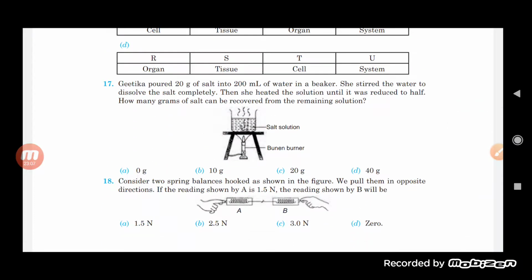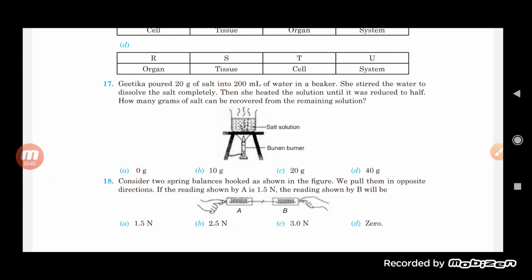Now Gitika poured 20 gram of salt into 200 ml of water in a beaker. She stirred the water to dissolve the salt completely. Then she heated the solution until it was reduced to half. How many grams of salt can be recovered from the remaining solution? So she stirred it so that the salt would dissolve properly. How many grams can be recovered from the remaining solution?